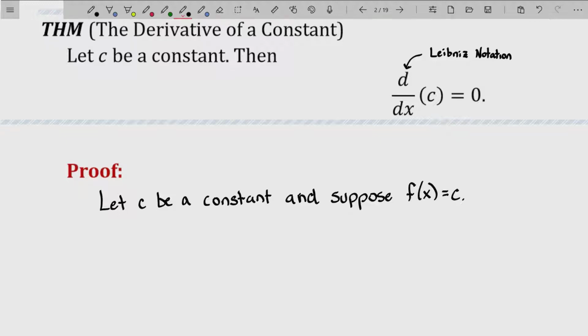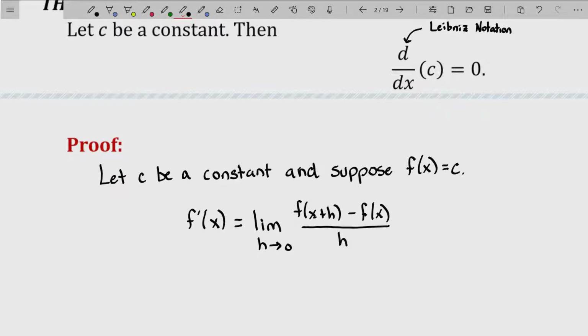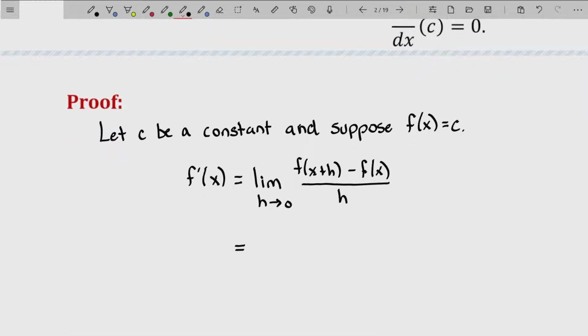So the limit definition of a derivative is the following. f prime at x is defined to be the limit as h goes to 0 of f of x plus h minus f of x, all over h. We've been working with that for a while, so now we're just using it within proofs. And let's go ahead and simplify this here.